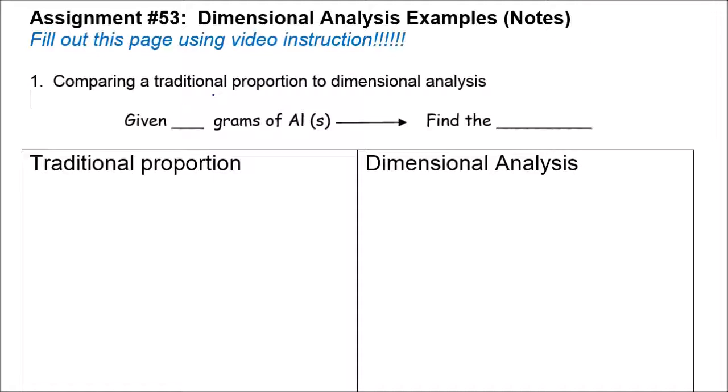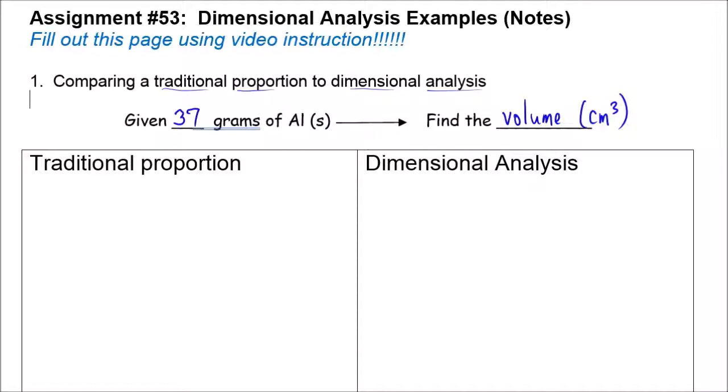Let's start with a traditional problem. Let's imagine you're given a random number, 37 grams of aluminum, and you're asked to find the volume. So this should look to you like a normal chemistry type problem. Volume is measured typically in cubic centimeters. And we'll do this problem two ways, one with the traditional proportion and one with the new method using dimensional analysis.